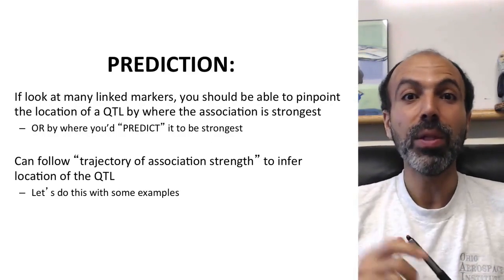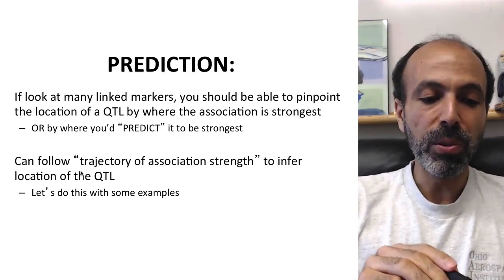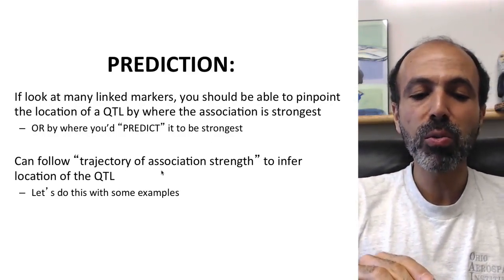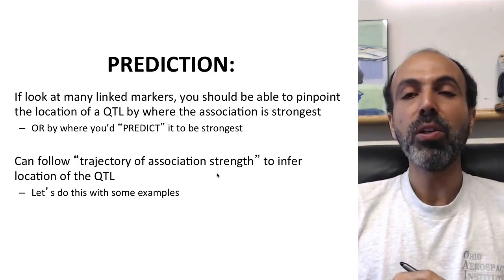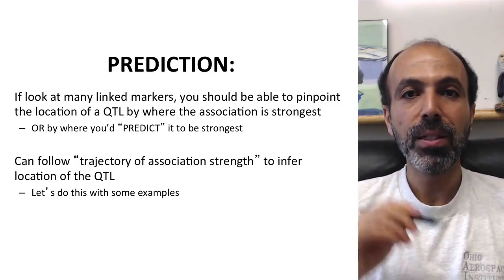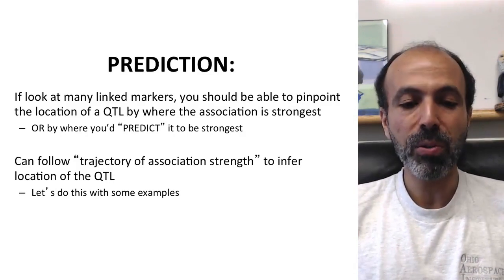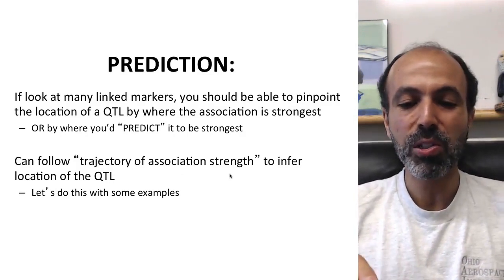And we talked about exactly what that meant in that context. So what we'll do is we'll follow the trajectory of association strength to infer the location of the QTL. Now let me illustrate this with an example so you know what I mean, because trajectory of association strength may be a little bit difficult to understand.